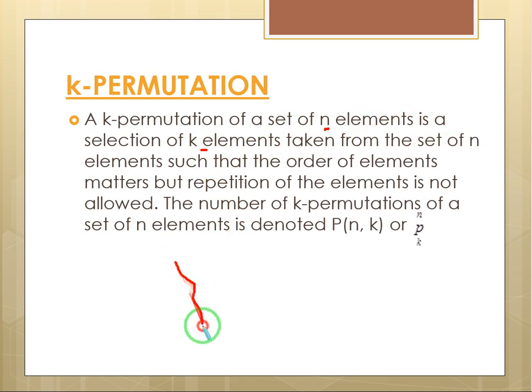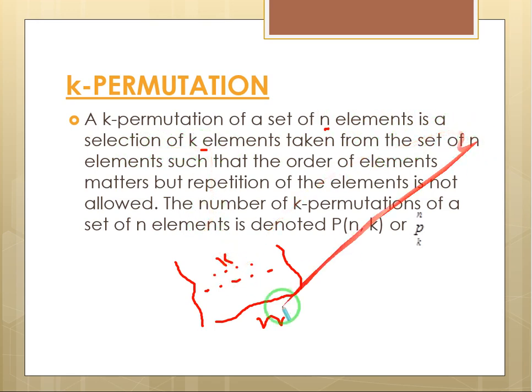Let's say you have all these n elements, and how many elements do we need to select? k elements. Let's say 1, 2, 3, 4, these elements we are choosing. So this is called k. It means taking a number of elements from all n elements. So a k-permutation of a set of n elements is a selection of k elements from the set of n elements such that the order of elements matters.